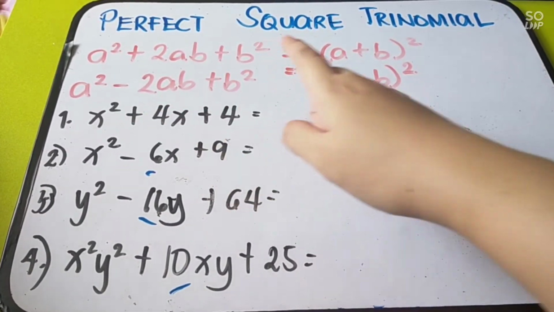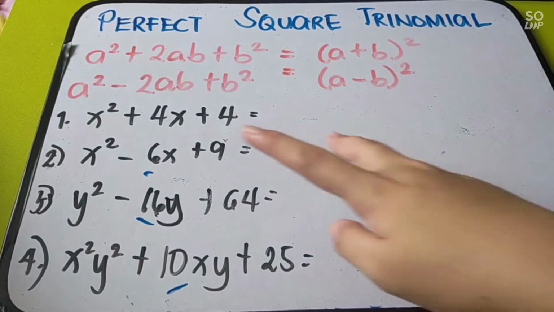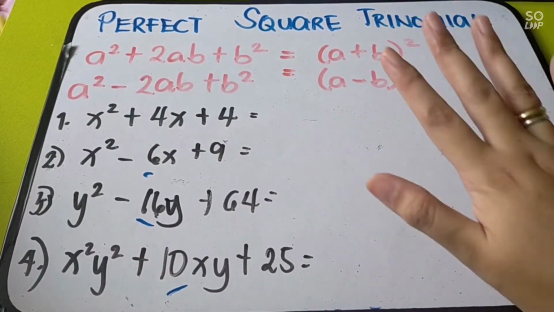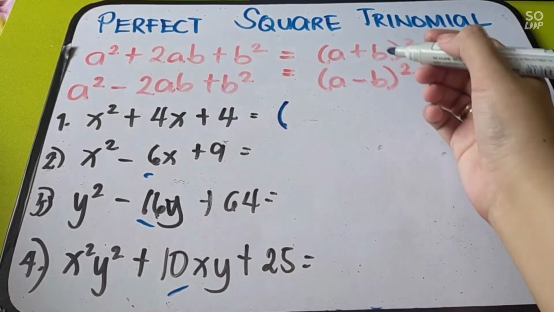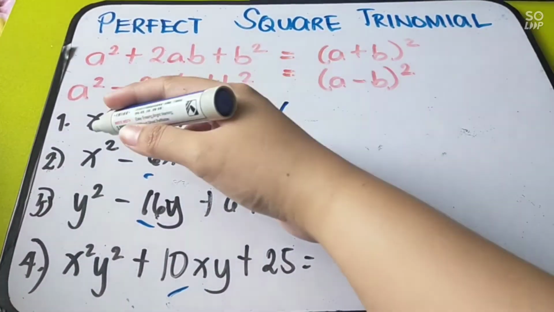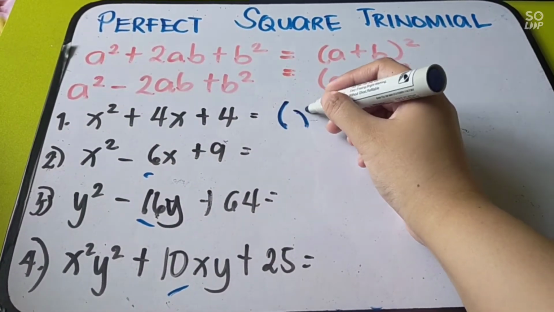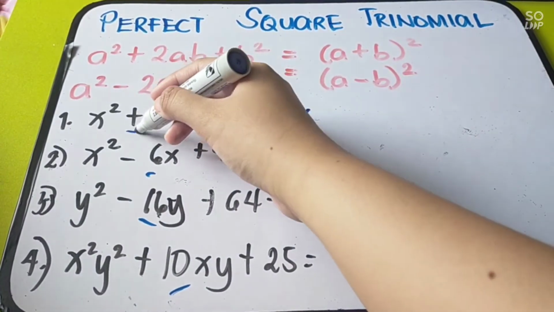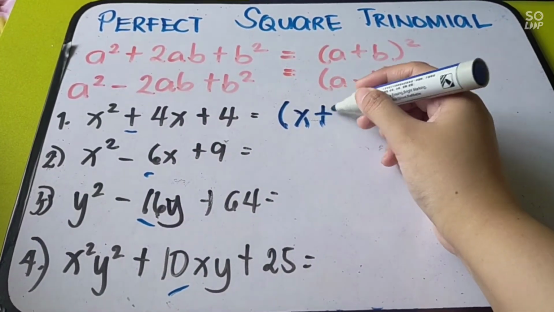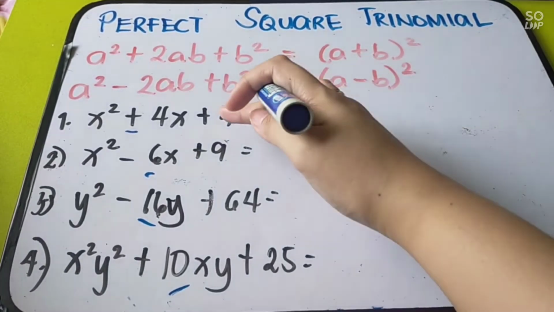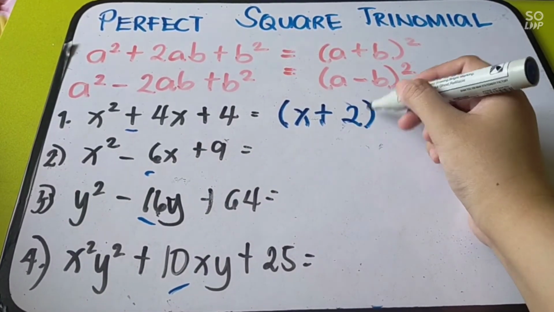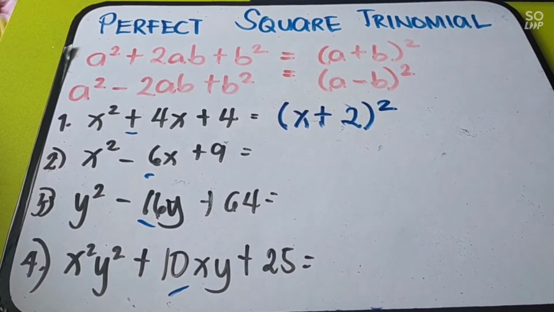Now, let us answer number 1. I have x squared plus 4x plus 4. So, they are both perfect squares. They are perfect square trinomials. So, we have here the square root of x squared, which is x. Then, just copy the sign of the second term, plus. Then, we have here the square root of 4, which is 2. Then, squared. So, yun na yung pinakasagot mo.